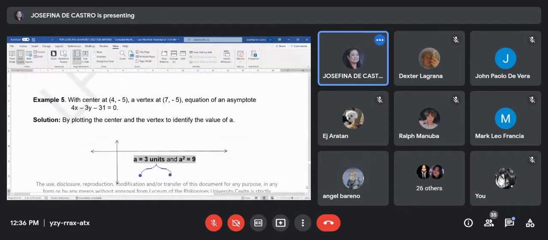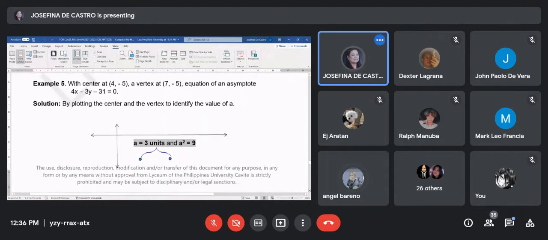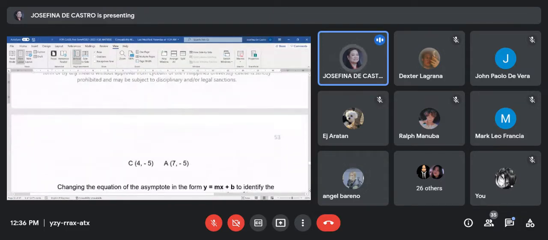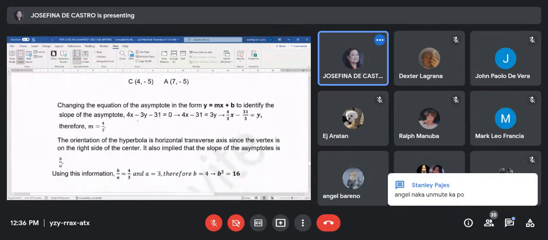Okay? And then, using the formula, kasi A lang ang nalaman mo eh.